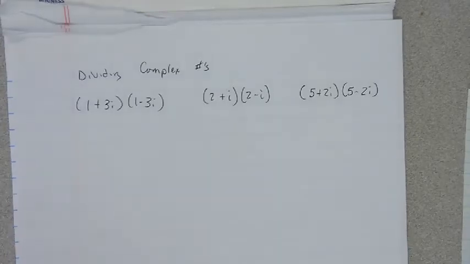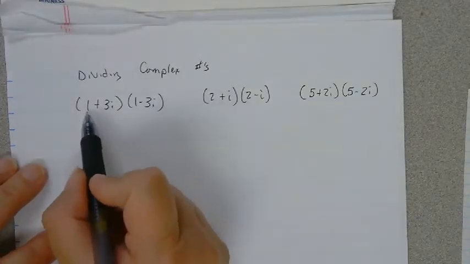The topic we're learning here is dividing complex numbers, but I'm going to actually start by talking about multiplying complex numbers, and I think you'll see why in just a moment. So I'm going to start by multiplying these together.